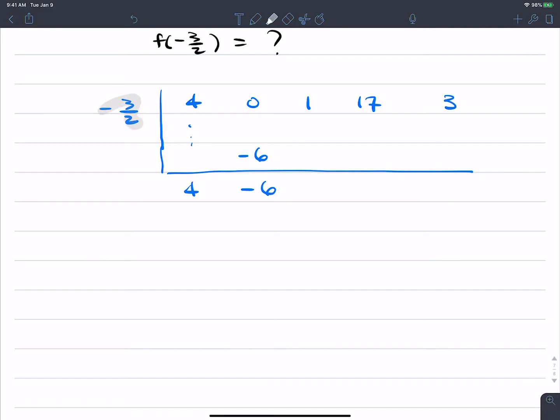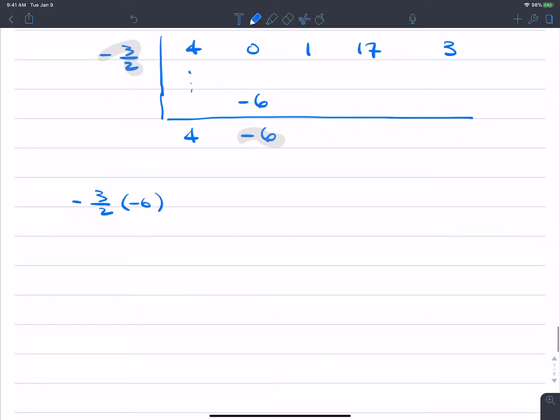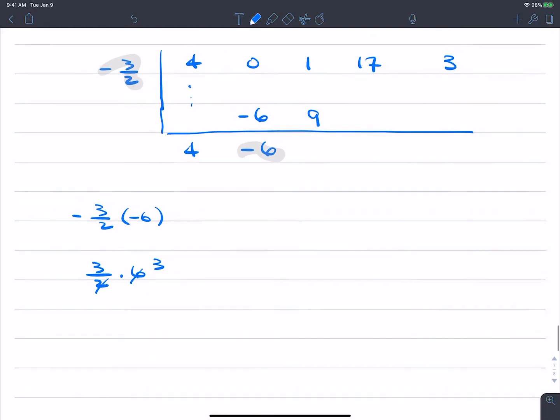Negative 3/2 times a negative 6. So we have negative 3 halves times negative 6. A negative times a negative is a positive, so it's really 3 halves times 6. And again, 2 goes into 6 3 times, so 3 times 3 is going to give us 9. And that goes up here.